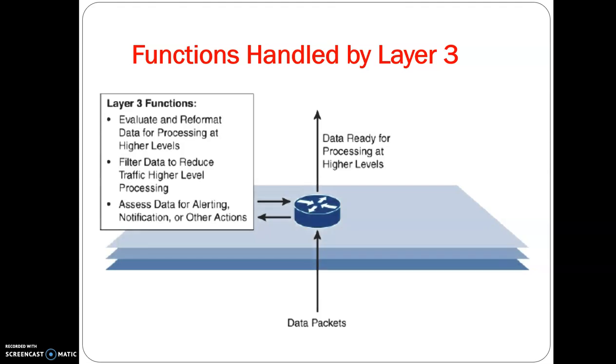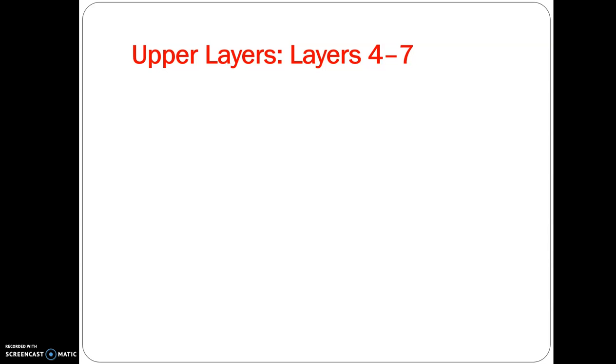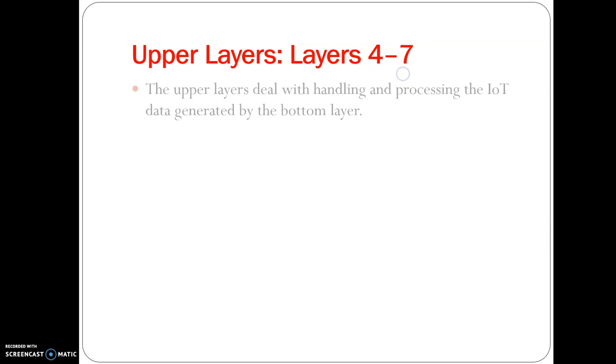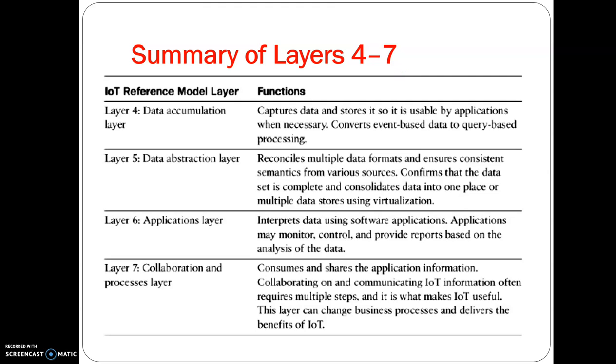These are the functions handled by layer 3, which include evaluating and reformatting data for processing at a higher level, filtering data to reduce traffic, higher level processing, and assessing data for alerting, notification and other action. Now for the upper layers, layers 4 to 7. The upper layers deal with handling and processing the IoT data generated by the bottom layers. The table summarizes the different functions of these layers. We'll see them one by one.